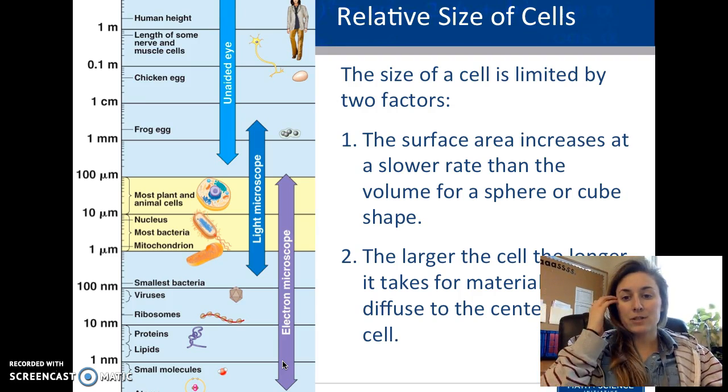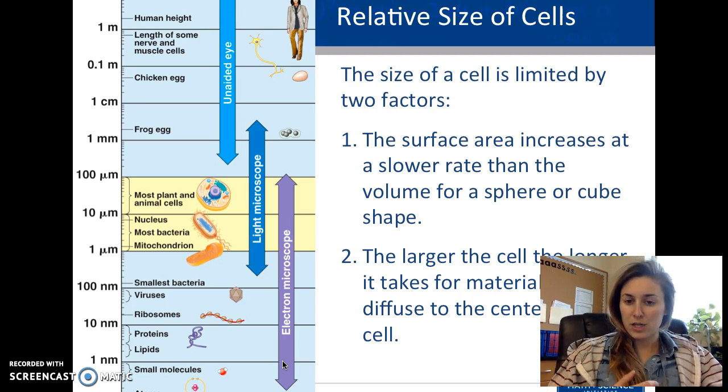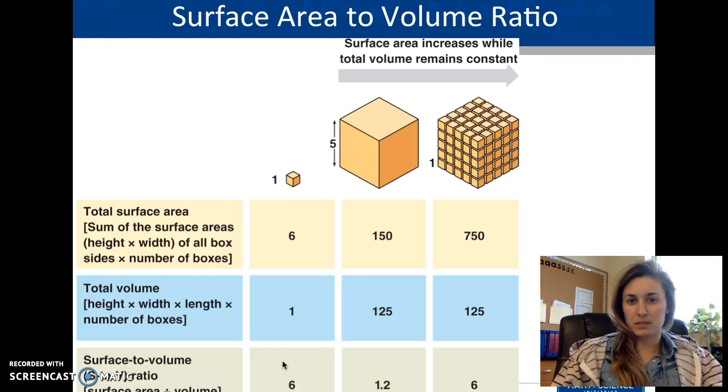The surface area increases at a slower rate than the volume for a sphere or a shape, and we'll talk about what that means. The larger the cell, the longer it takes for materials to diffuse to the center of the cell. So keeping those two things in mind, that can really impact the function of the cell, right? If I'm a really big cell, materials are going to take longer to get to my nucleus, right? If I increase in volume, my surface area is not going to increase as quickly. And we'll talk about what that means.